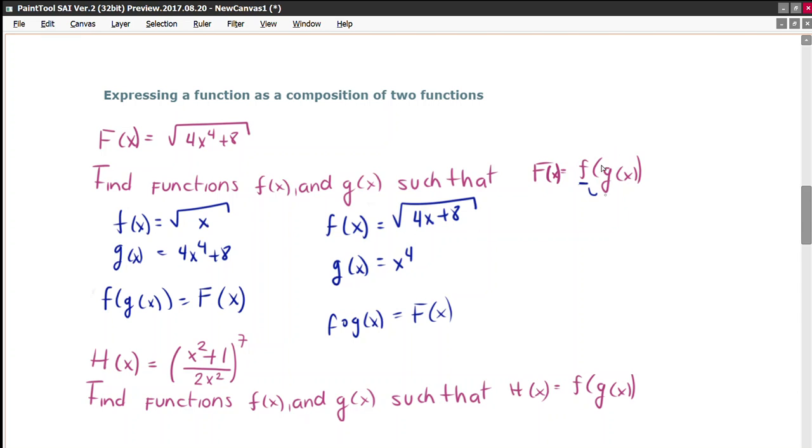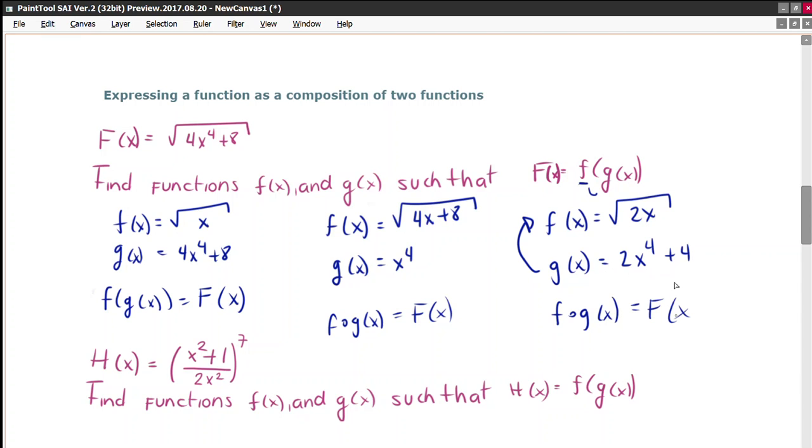Another example for this same composition could be, what if f of x is the square root of 2x? Then G of x could be the polynomial 2x to the power of 4 plus 4, such that if I plug this function into this one, I'm going to obtain the original function. Notice that for each of these exercises, you're going to have a lot of solutions. You can choose the one that you like the most.